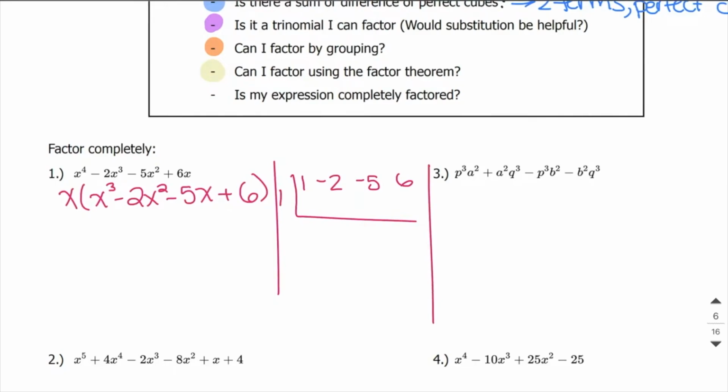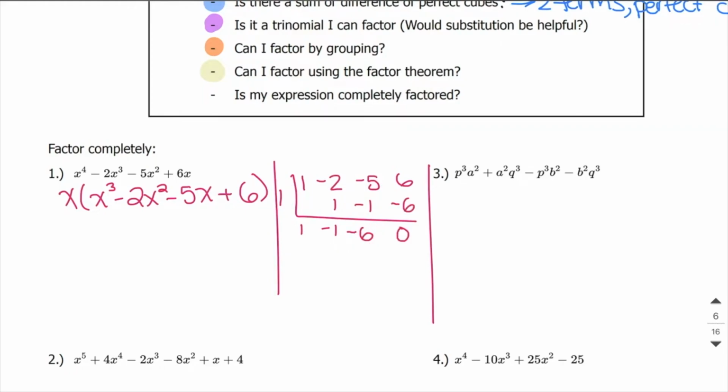So right here, I've got a 1. 1 times 1 is 1. -2 plus 1 is -1. -1 times 1 is -1. -5 minus 1 is -6. -6 times 1 is -6. I get a remainder of 0.